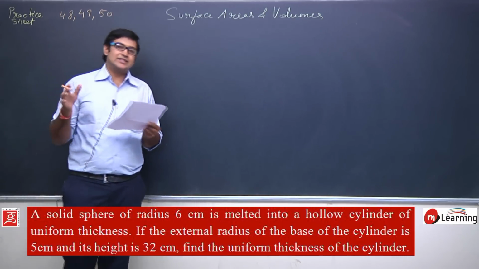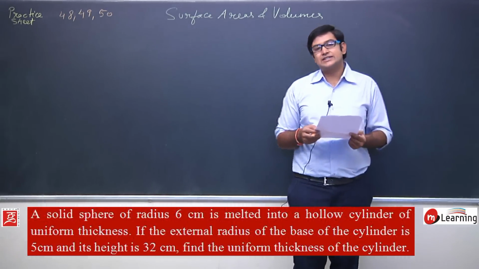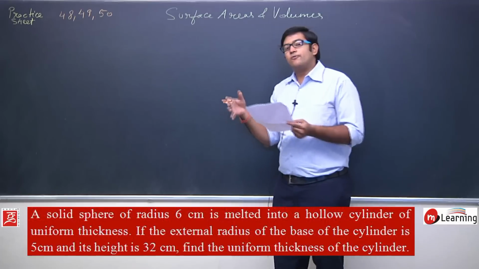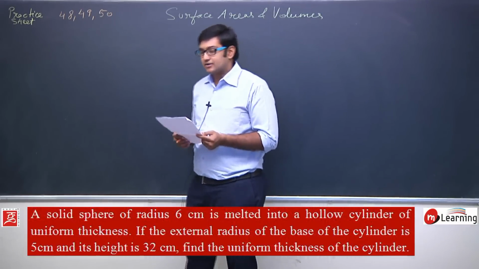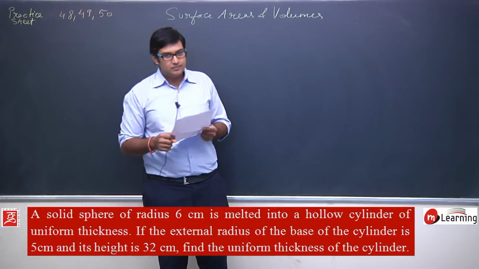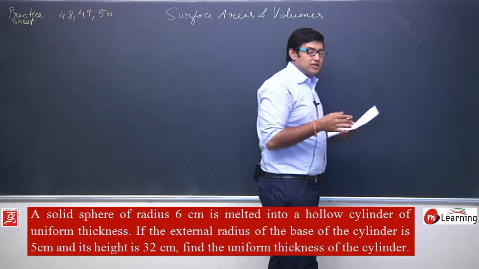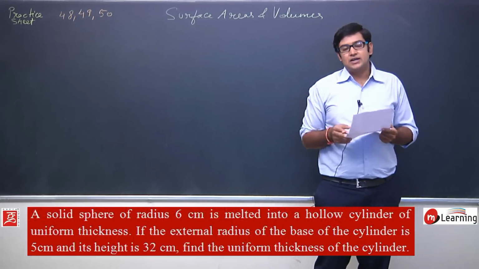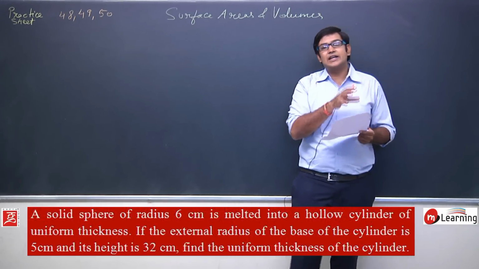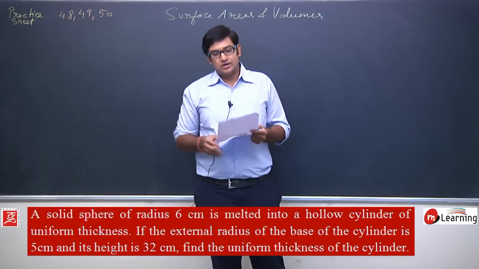Okay, so what the question says is that there is a solid sphere of radius 6 centimeters and I melted this sphere to form a hollow cylinder. So this is a question of conversion of solids. Now if a solid sphere is melted to form a hollow cylinder, it means whatever material that solid sphere contains is used to make the hollow cylinder.